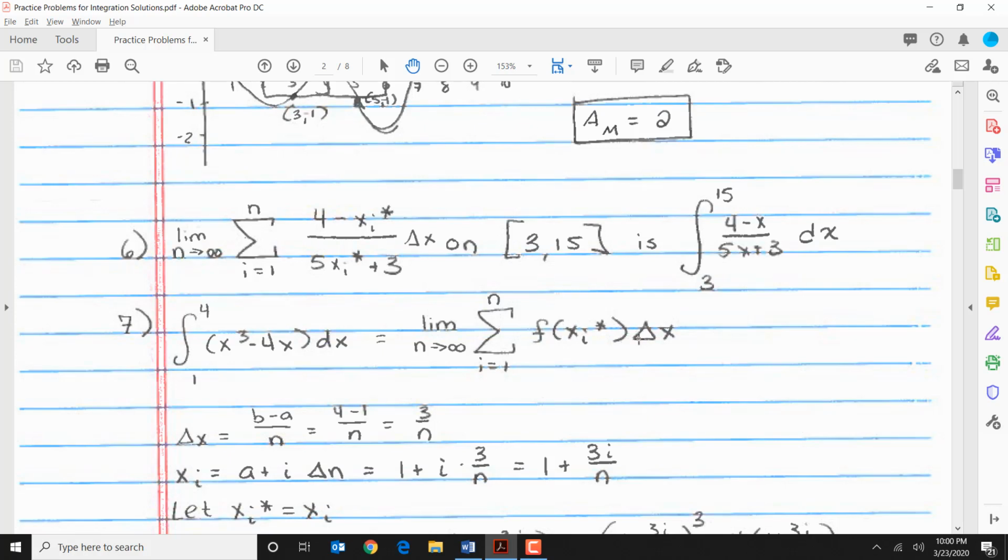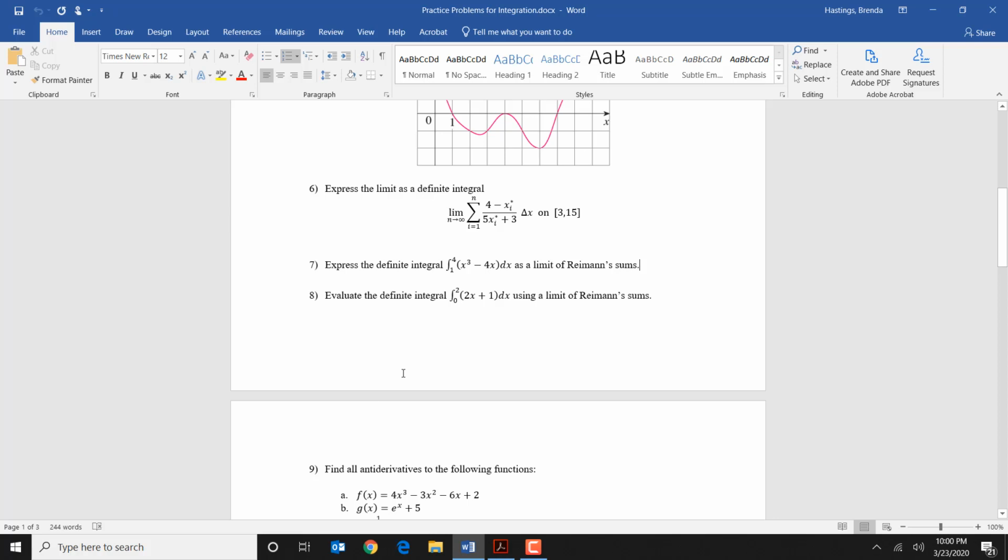So we have to figure out our partition, delta x, which is b minus a over n, which you can see is going to be 4 minus 1, right?